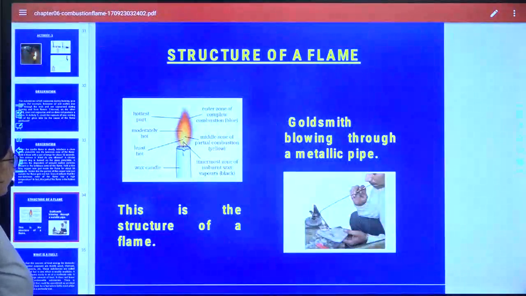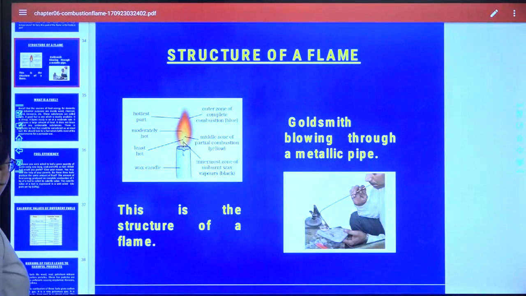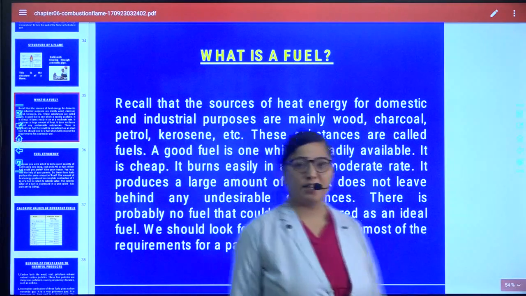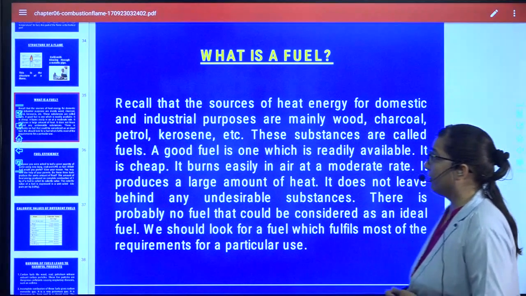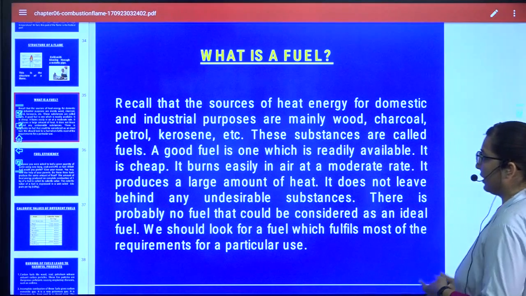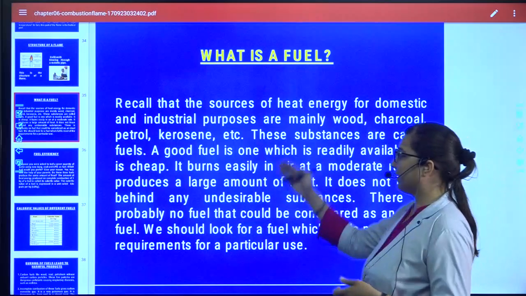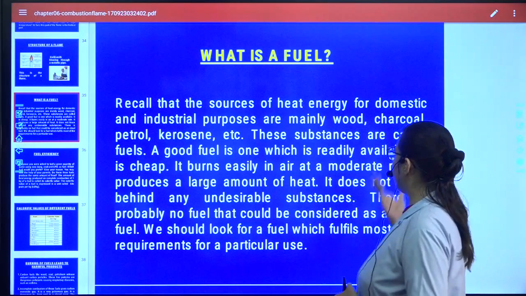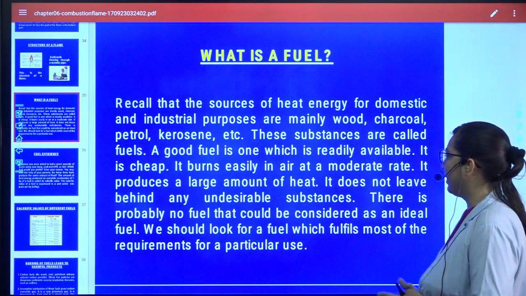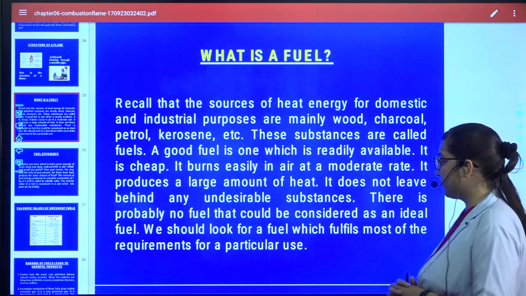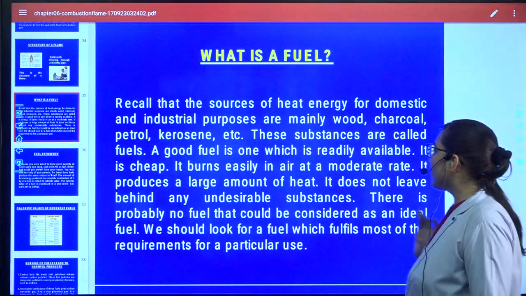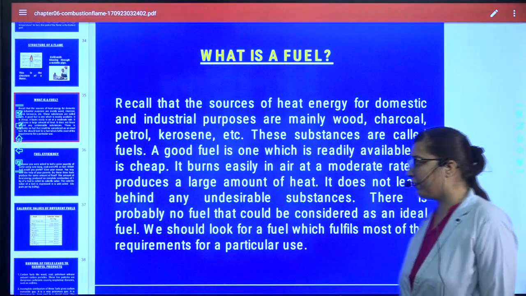Let's move further to the next part, which is fuel. What is a fuel? Any substance that is burning is called a fuel. The sources that give heat energy for domestic or industrial purposes, like petrol and kerosene, are called fuels. These are the characteristics of an ideal fuel: it is readily available, it is cheap, it burns easily in air at a moderate rate, produces a large amount of heat and energy, and does not leave any undesirable substance. All these characteristics you cannot get in one particular type of fuel.